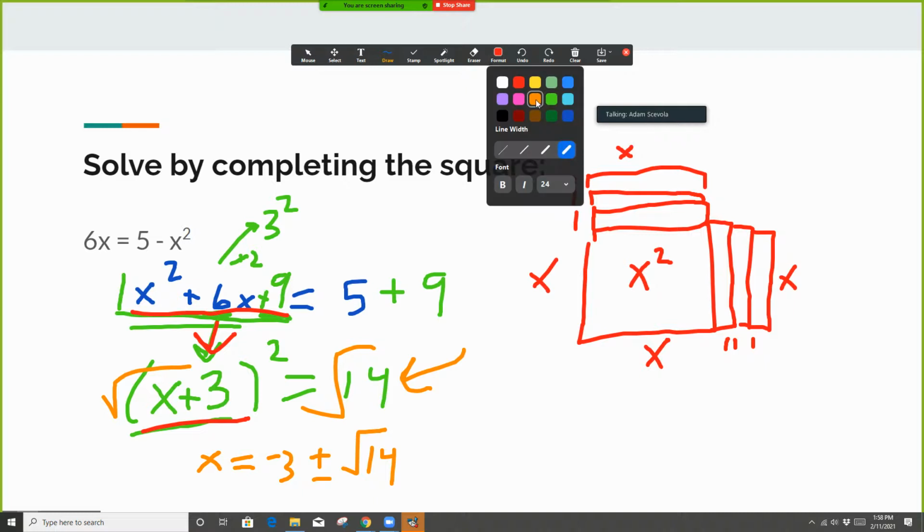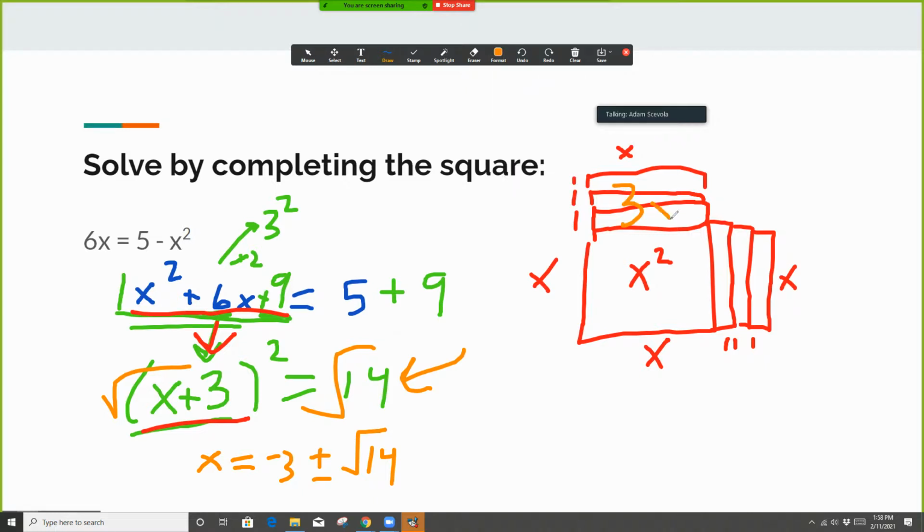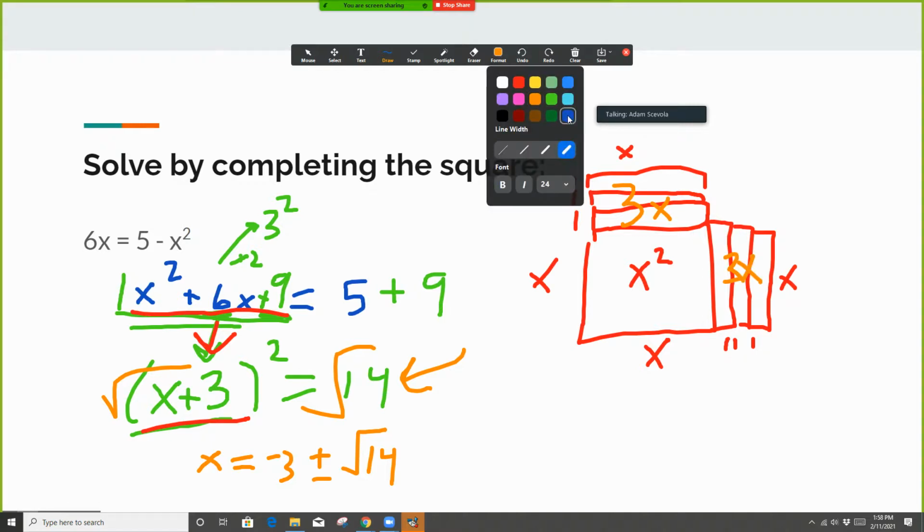So these three would have an area of 3x, and these three would have an area of 3x. So where does the term complete the square come from?